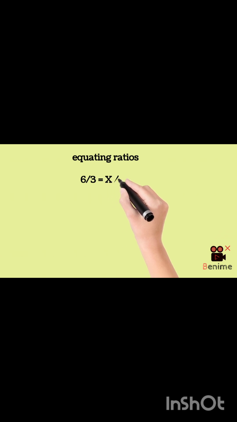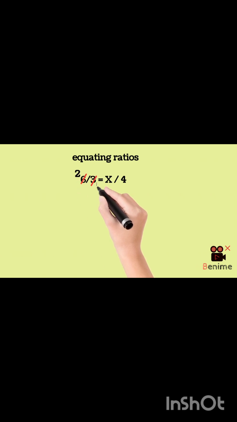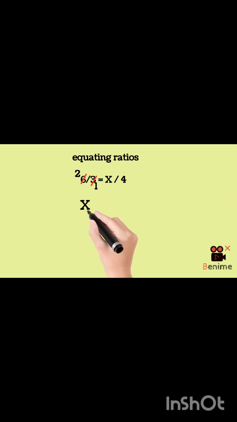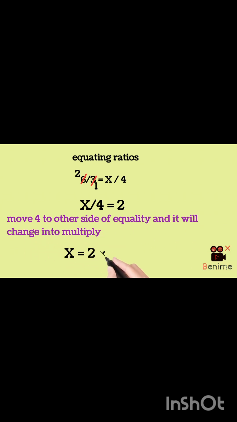Here we have known ratio 6/3 equals unknown ratio x/4. After division, 6 by 3 equals 2. Now take 4 to the other side, which multiplies with 2 and gives x equals 8.